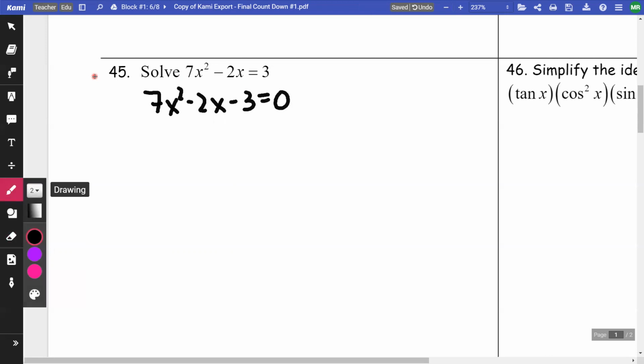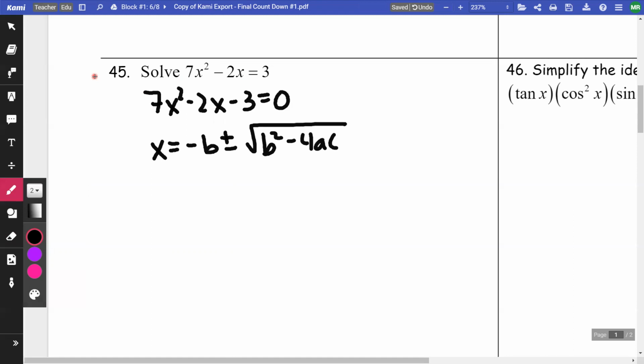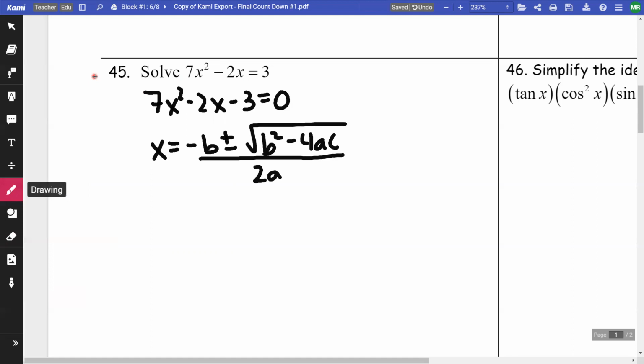So you're going to use quadratic formula. So quadratic formula: x is equal to negative b plus or minus the square root of b squared minus 4ac all over 2a, where you do not decide what your a, b, and c are until it equals 0. So my a is going to be 7. My b is a negative 2, and my c is a negative 3.